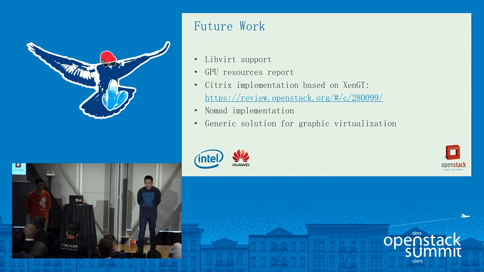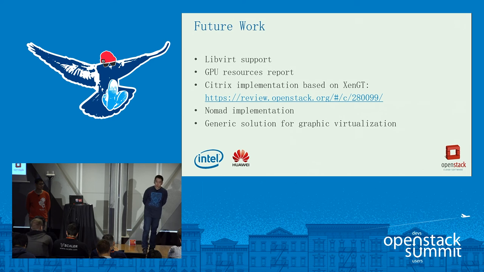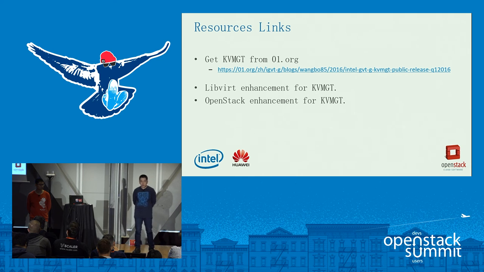Okay. So future work, as Lei had already illustrated. On the GPU side, there will be further support in libvirt upstream, and the Citrix implementation already has a patch on that. We are also looking forward to a Nomad implementation that would reflect the GPU resources, and generic solutions for graphic virtualization. And we have some resource links. For example, you could get the source code of KVM GT from here.